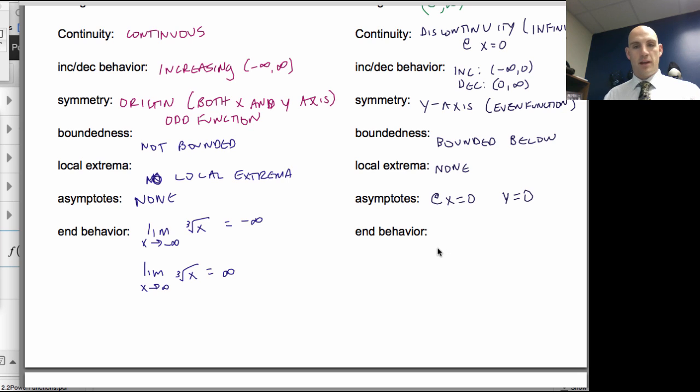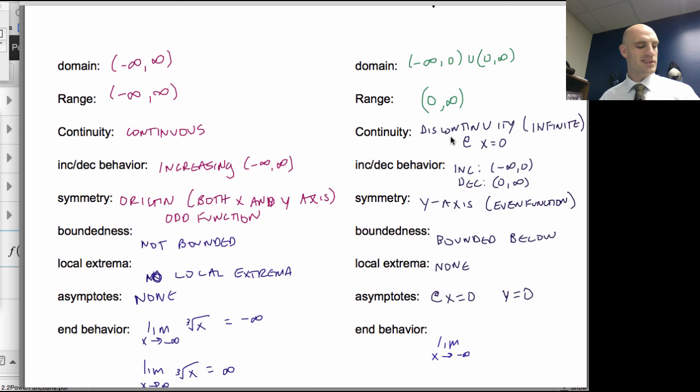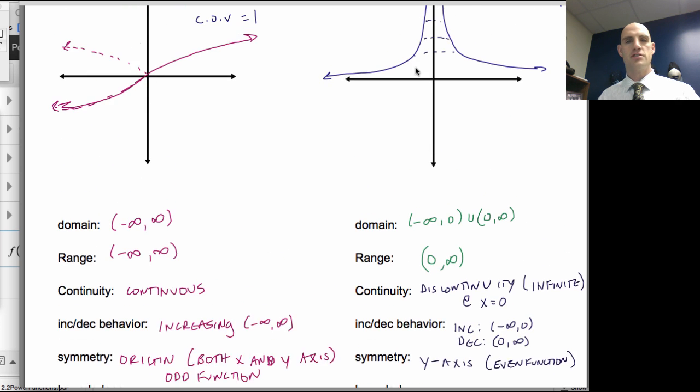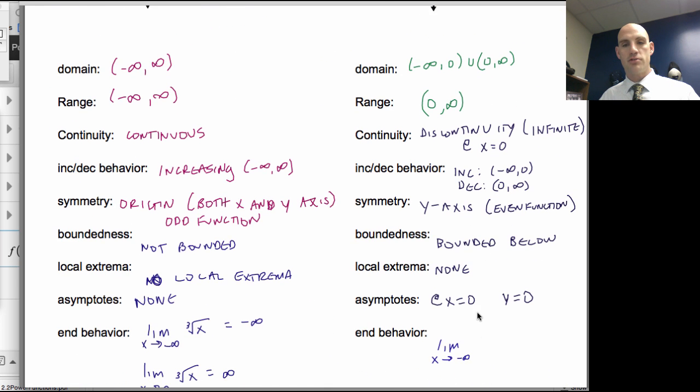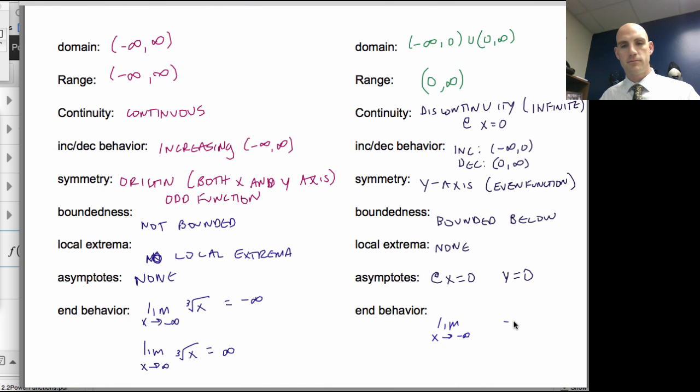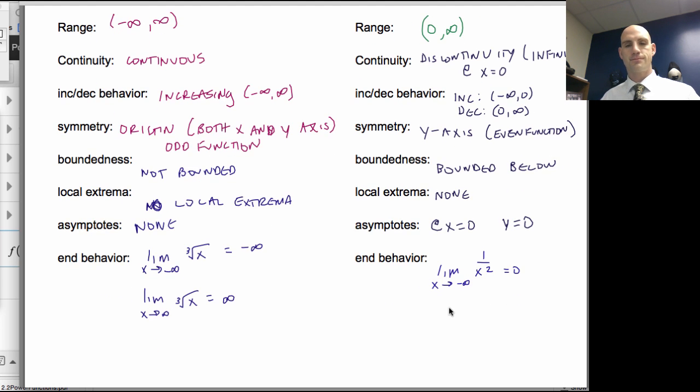All right, so let's write some limits. We want to talk about both ends. So the limit as x approaches negative infinity, what is it doing? Where is this graph going? As x goes to negative infinity, so as I march along this into negative infinity, what am I getting closer and closer to? Well, I'm getting closer and closer to 0. The way that I write that is the limit as x goes to negative infinity of 1 over x squared is 0.